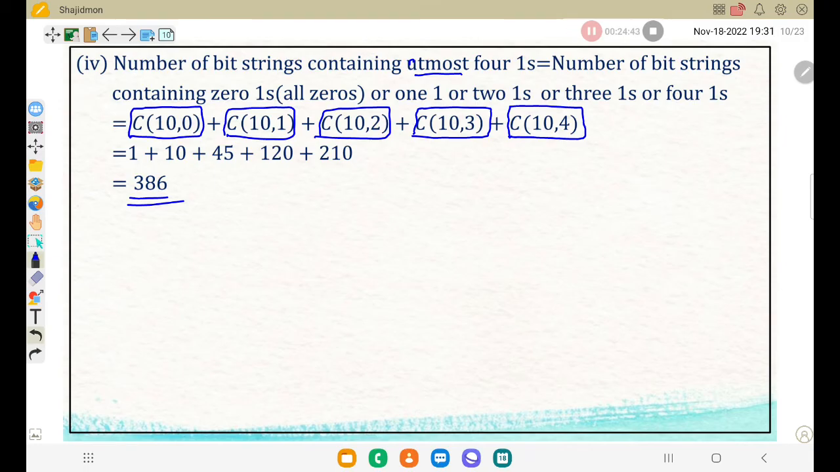I hope you understood that one, correct? So keep in mind these at least and at most options. At least means minimum. At most means maximum.